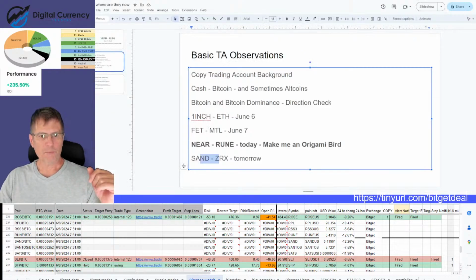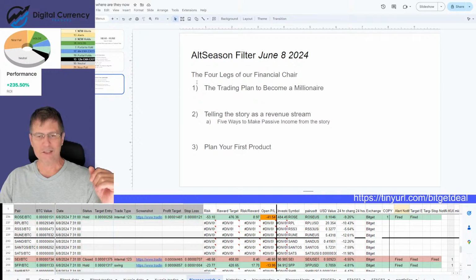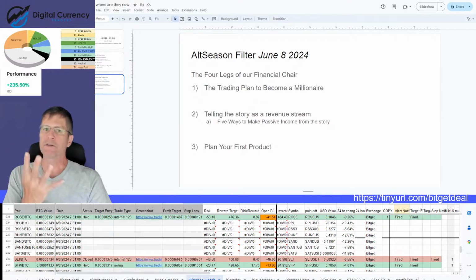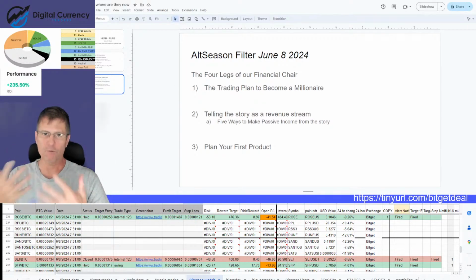And then the most exciting part of the stream for me is the 4 legs of the financial chair. The first is you working for money. This is what I'm doing right now. I'm working, and it could turn into money, maybe not. The second leg of the financial chair is your money working for money. So that's what we're studying here in the spreadsheet.